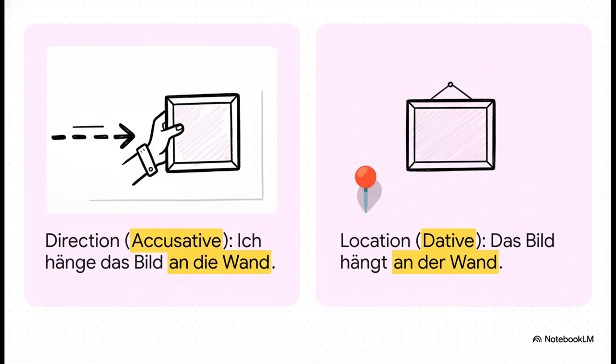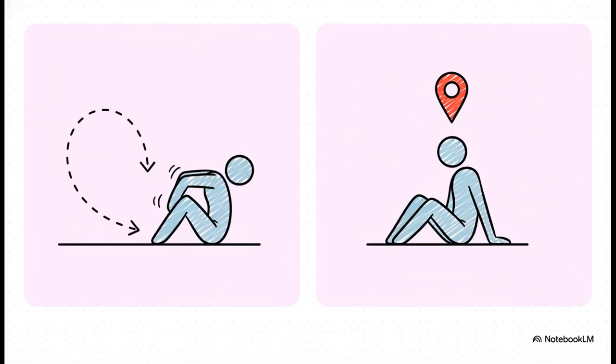Let's make this crystal clear. Look at this first sentence. Ich hänge das Bild an die Wand. I am in the process of hanging the picture. There is movement towards the wall. That's direction, so we use the accusative, die Wand. Now look at the second one. Das Bild hängt an der Wand. The action is over. The picture is already there. It's in a fixed location, so we use the dative, der Wand. See the difference?